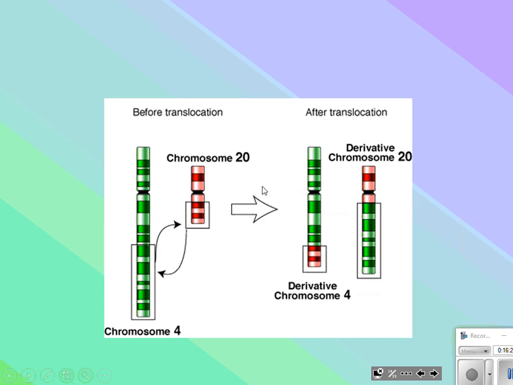Now, if you look at this, okay, here's chromosome 4. Here's chromosome 20. Now, look what's happened. I've taken this little box of 20 and put it on 4, and taken this big box on 4 and put it on 20. So, the segments there of the DNA have switched to new chromosomes. Do you think it makes a difference? Absolutely. Translocation.